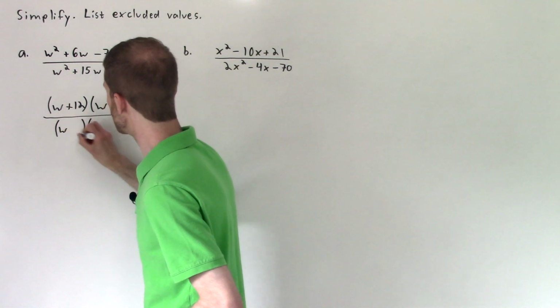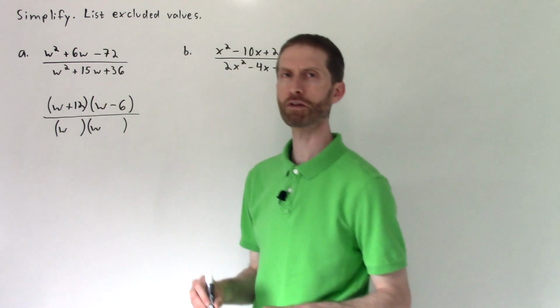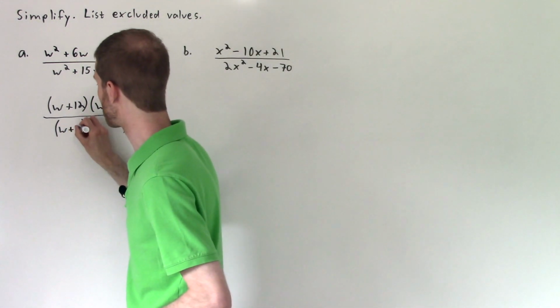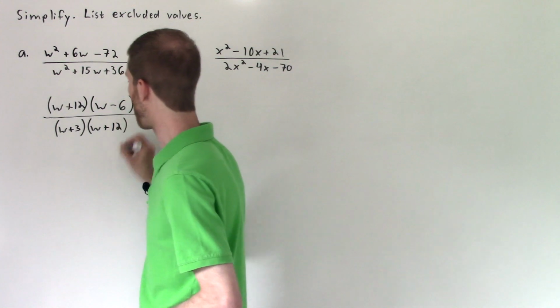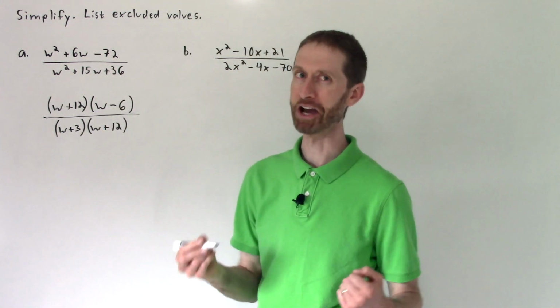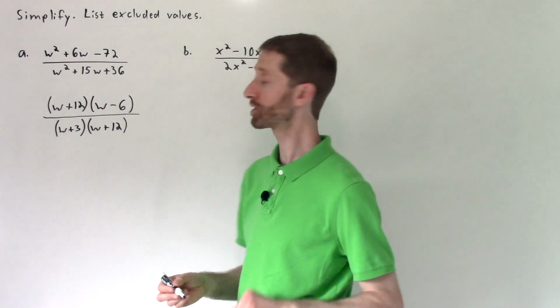So you've got w and w. Now we need factors of 36 that combine to give us 15. 3 and 12 will do that. So w plus 3, w plus 12. 12 times 3 is 36, and they add together to give us 15. Nice. So now from here, before we go dividing out common factors, list your excluded values.